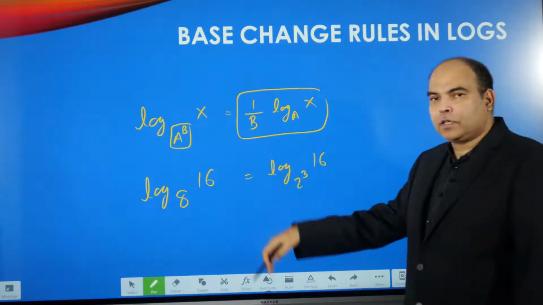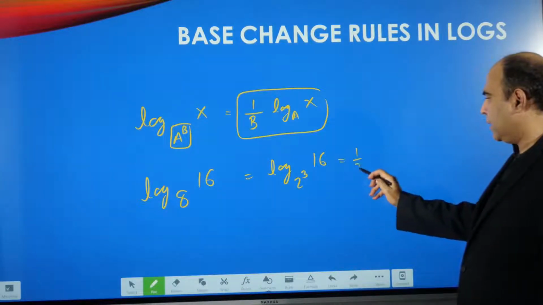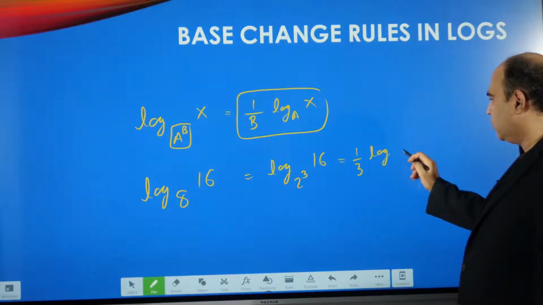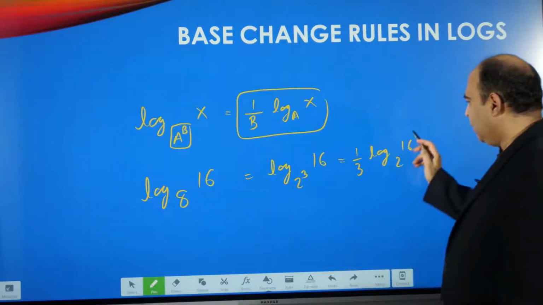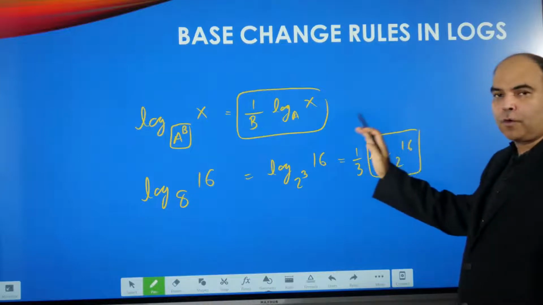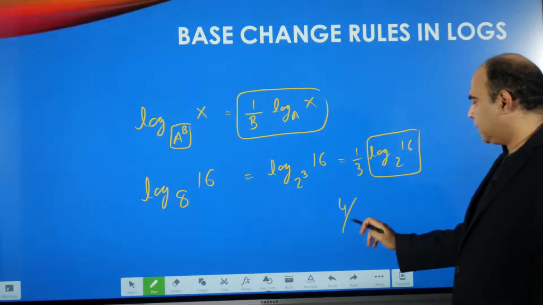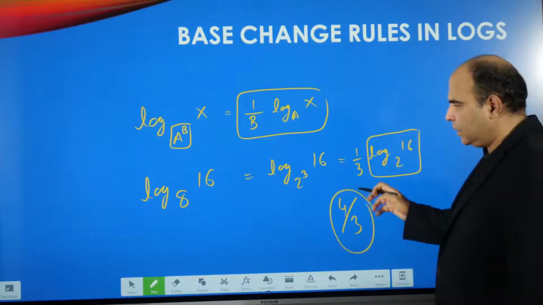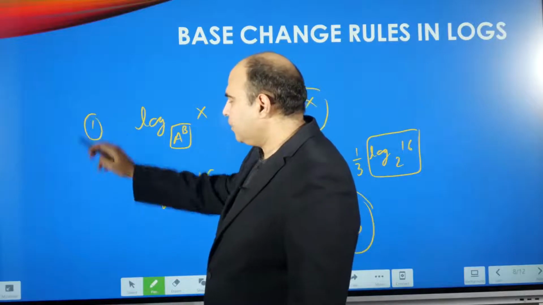So if I take out the 3 from the power of the base, this will become 1 by 3 log 16 to the base 2. And since 16 is nothing but 2 raised to 4, this value itself is 4, because the 4 will come out. So the expression log 16 to the base 8 gives us a value of 4 by 3. So these are standard steps that you have based on the first base change rule, right?